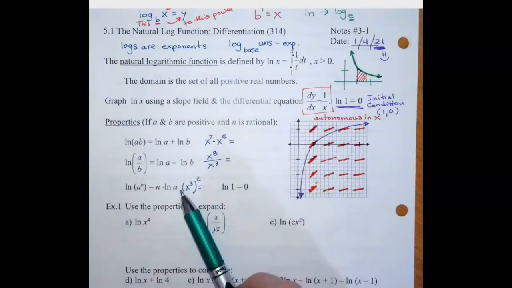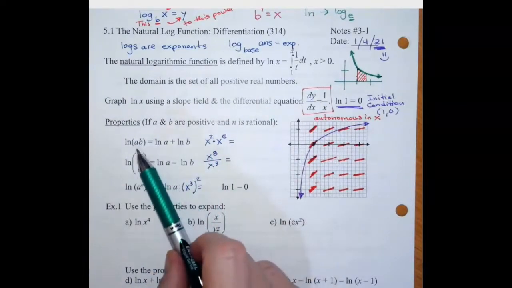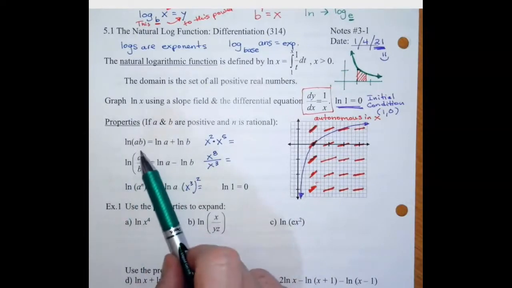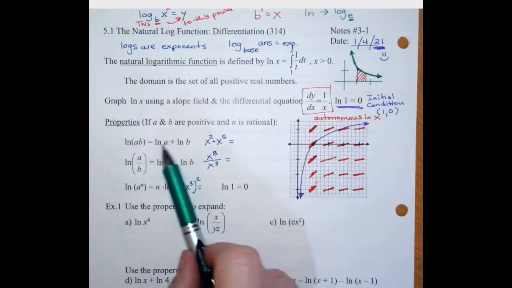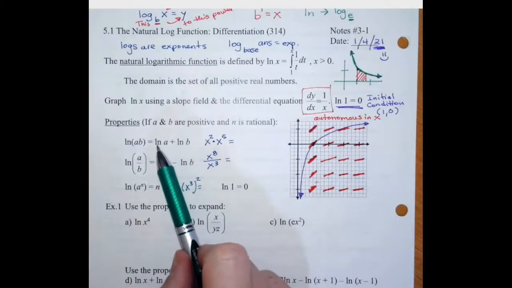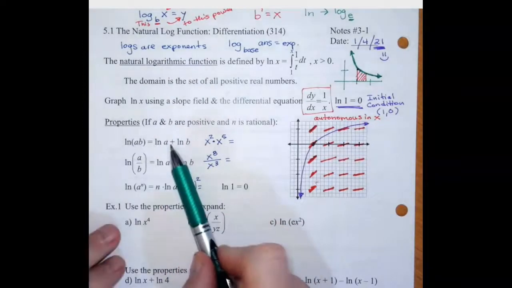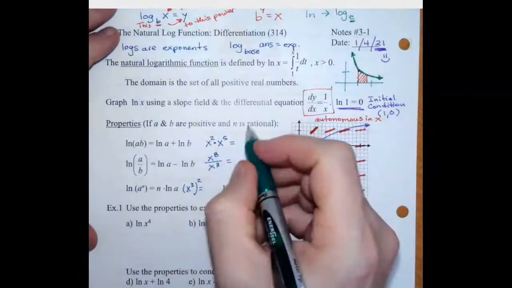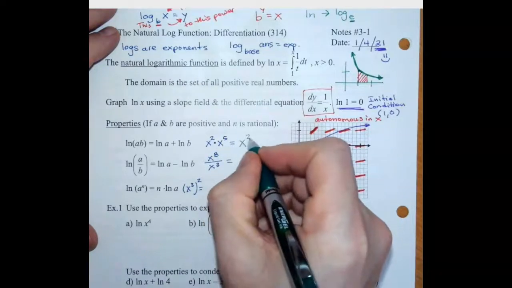Now, let's go over properties of exponents real fast, and properties of logarithms that kind of go together. So remember, logarithms are exponents. If I take the natural log of a product, then I'm adding the exponents. Natural logs are exponents. So that goes back to our rule here. When we multiply two things with the same base, we add the exponents.